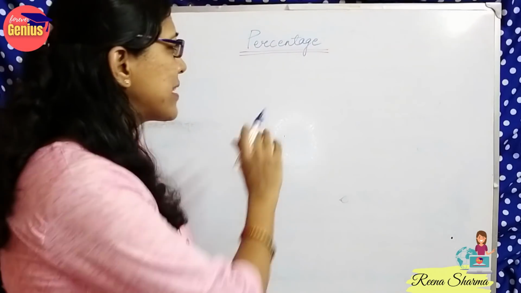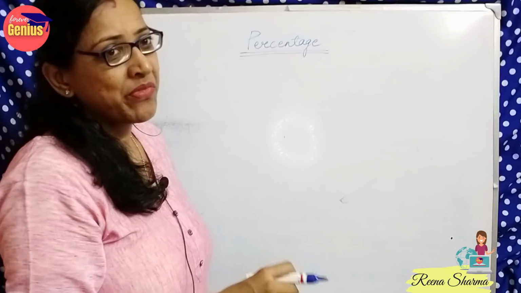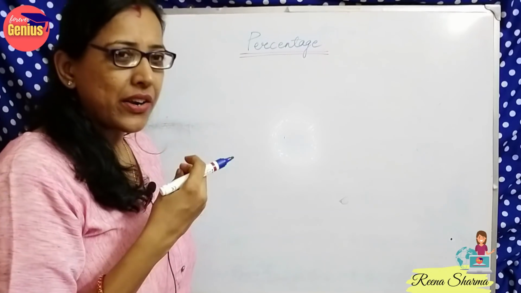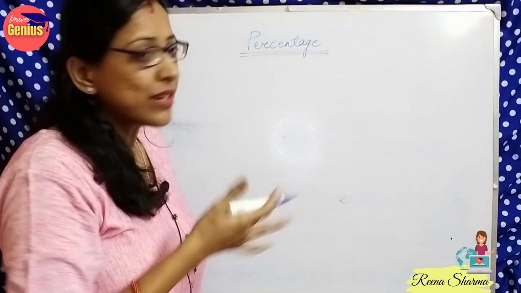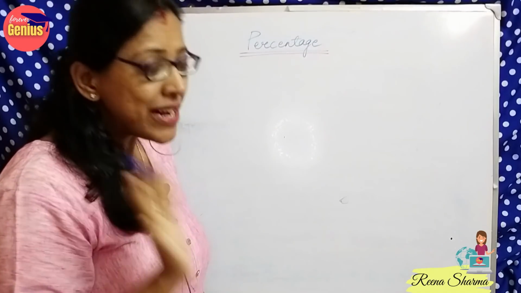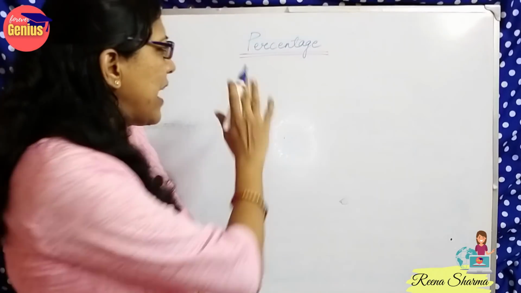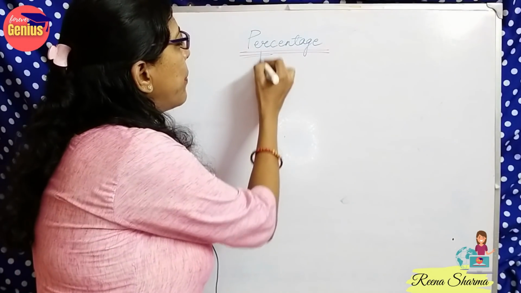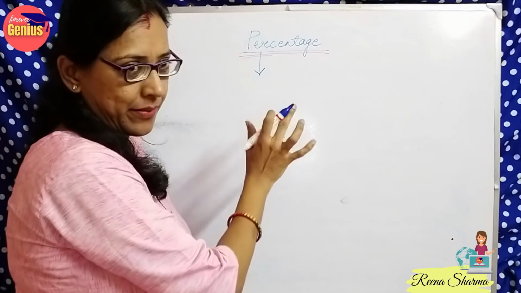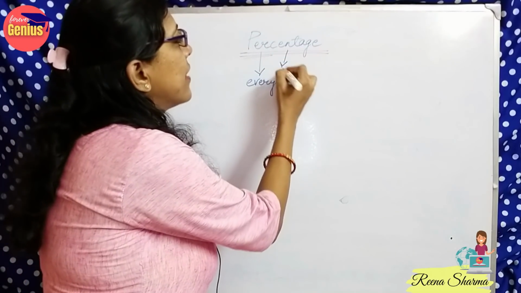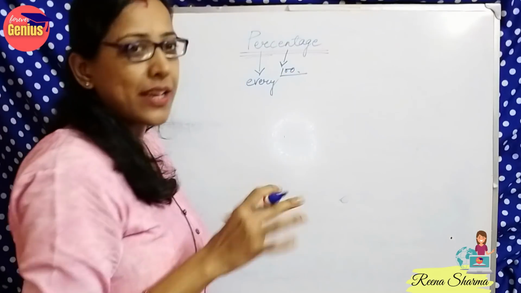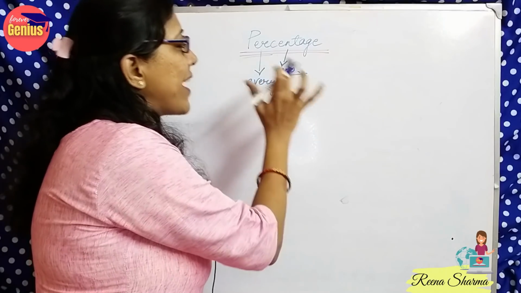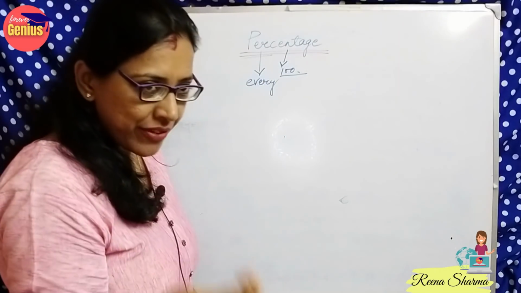So let's see. First, let's understand the meaning, because a lot of times we get confused. We should use 10 as the denominator, 100 it should be numerator, 1000 what to do? So let's first understand the meaning today. Everything is in the meaning of the term itself. Per means every and cent means 100. So see, if I break the term percentage, so out of every 100 we have to calculate.